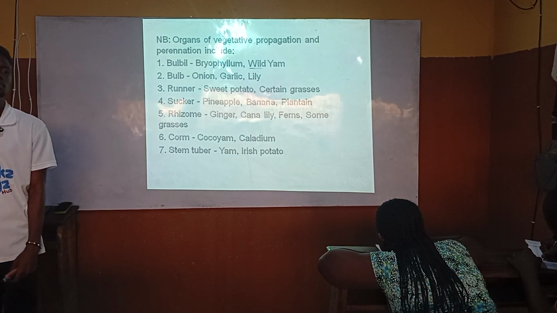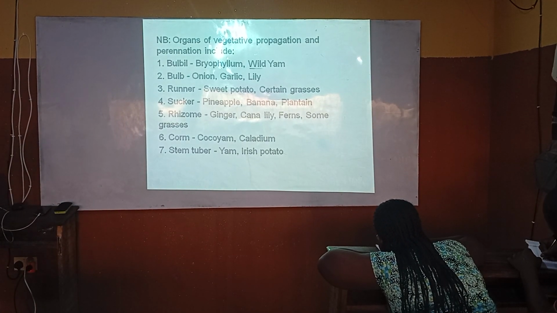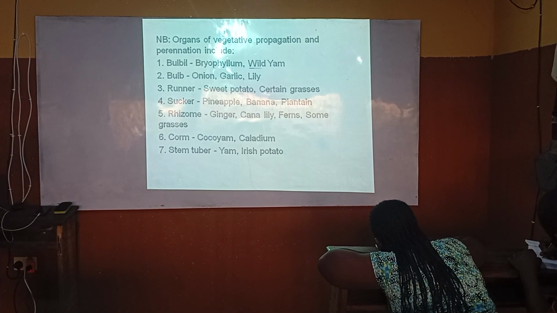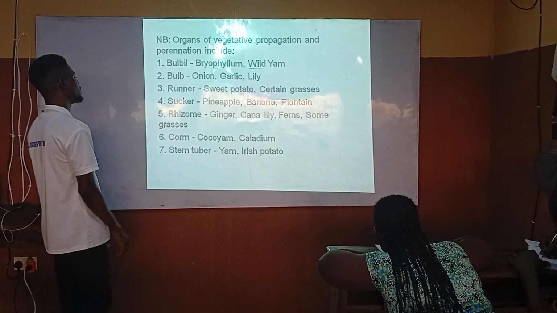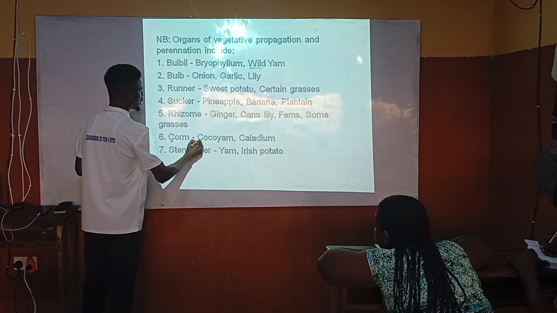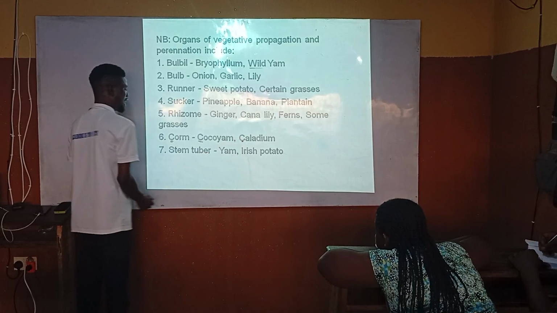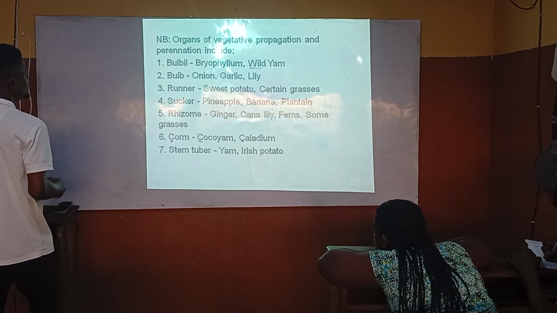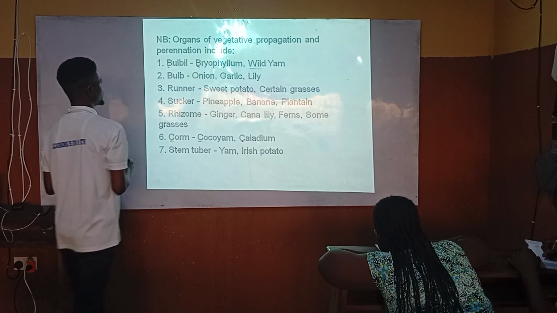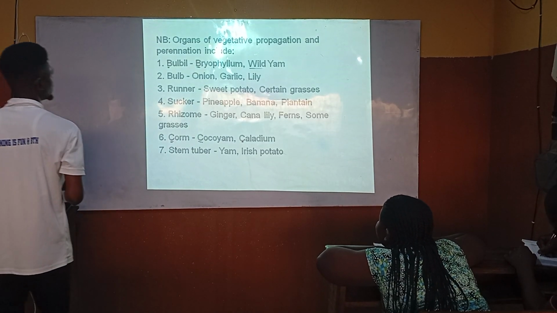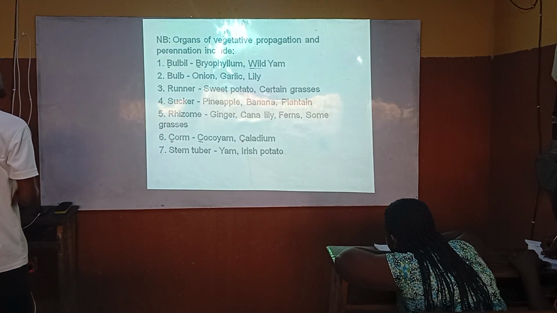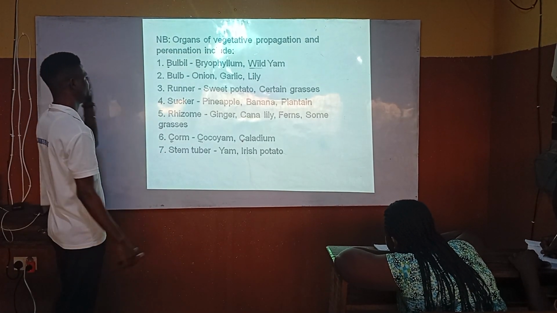Bulbil, bulb, runner, sucker, rhizome, culm, stem tuber. You can easily recall this one. This form: the examples here are starting with C, caladium, cocoyam. This bulbil as well, bryophyllum. Yeah, bryophyllum. It's also a plant. You are not familiar with most of these plants. You need to see their diagrams. I'll show you the diagrams, don't worry.